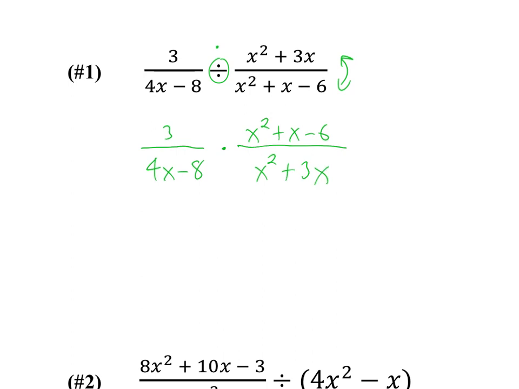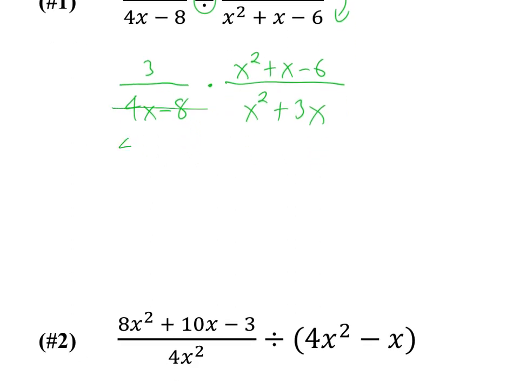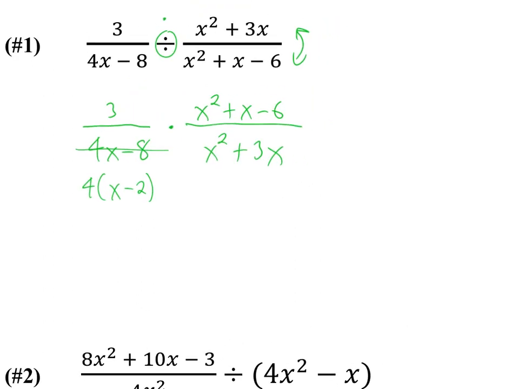Can we do any reducing or factoring of 3 over 4x minus 8? Ooh, I think I goofed something up here. You can actually pull out, oh no, we're good. On the bottom here we can pull out a 4, so it's going to be 4 times x minus 2. All right, how about x squared plus x minus 6? Well, that is going to factor to x plus 3 times x minus 2. And on the bottom, this is going to factor to x times x plus 3.